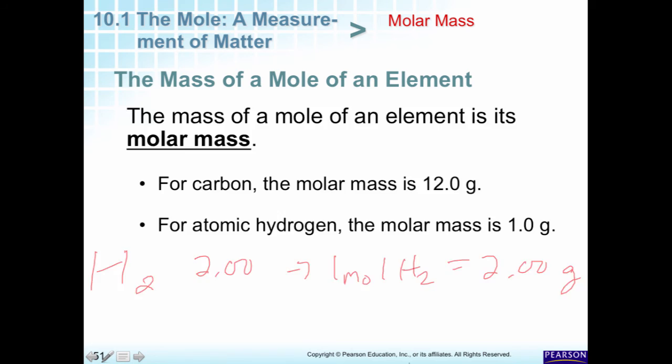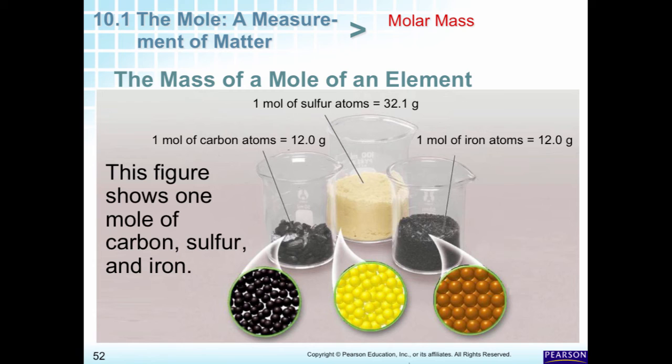All right, so 1 mole of carbon is 12 grams of carbon. That would be 1 mole. You have 6.02 times 10 to the 23 atoms of carbon. Sulfur would be 32.1 grams, and iron, that would not be right actually for iron. Iron would be 56, so this is not the right value. I love it when Pearson puts the wrong thing in. Okay, I believe off the top of my head that it would be 56 grams.